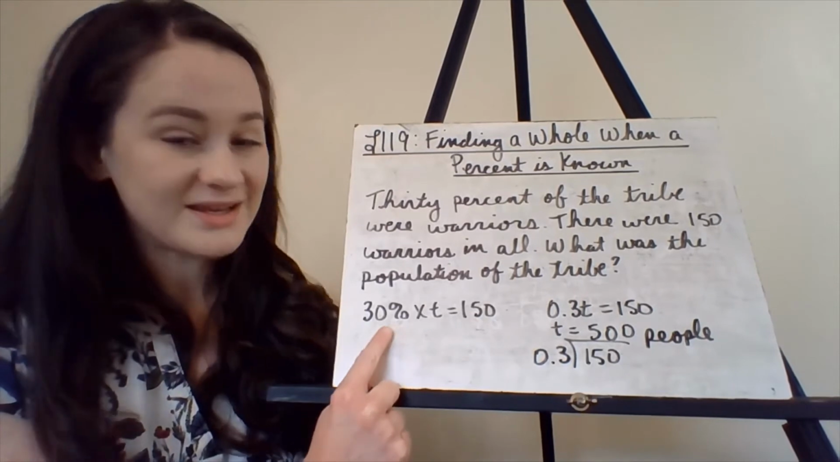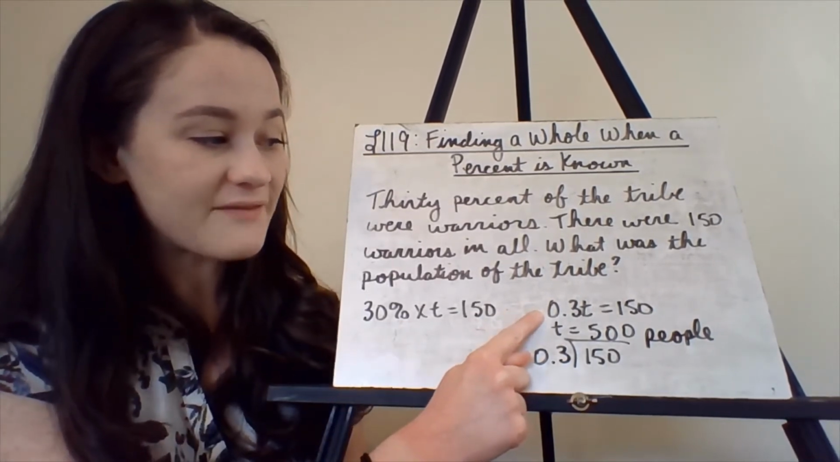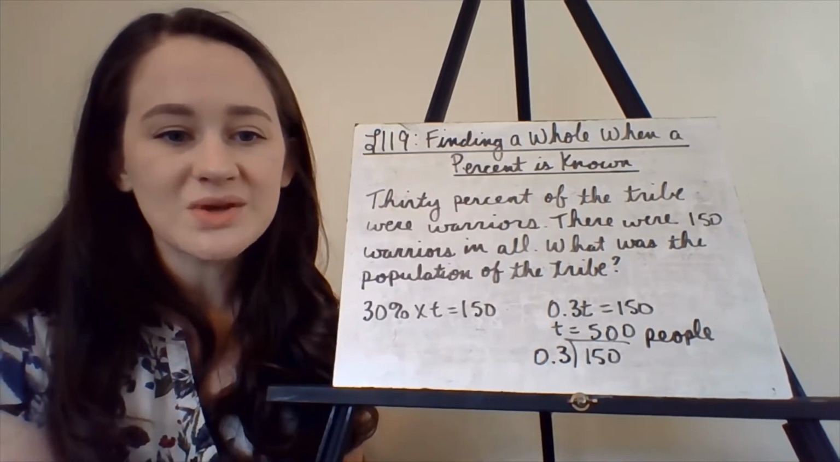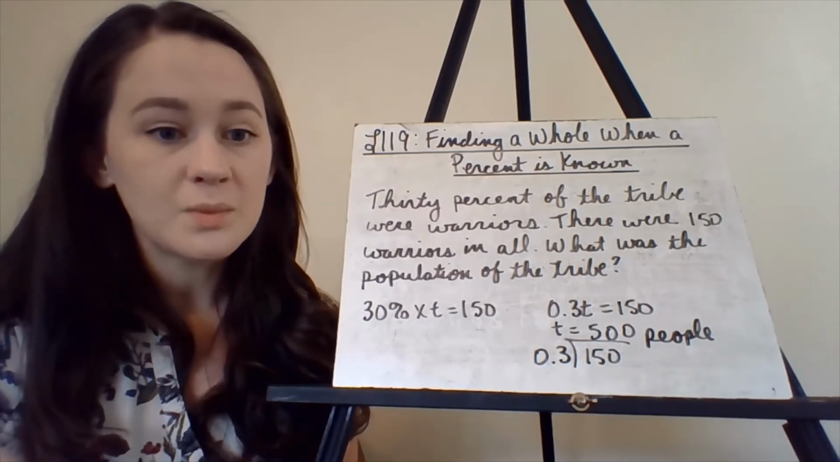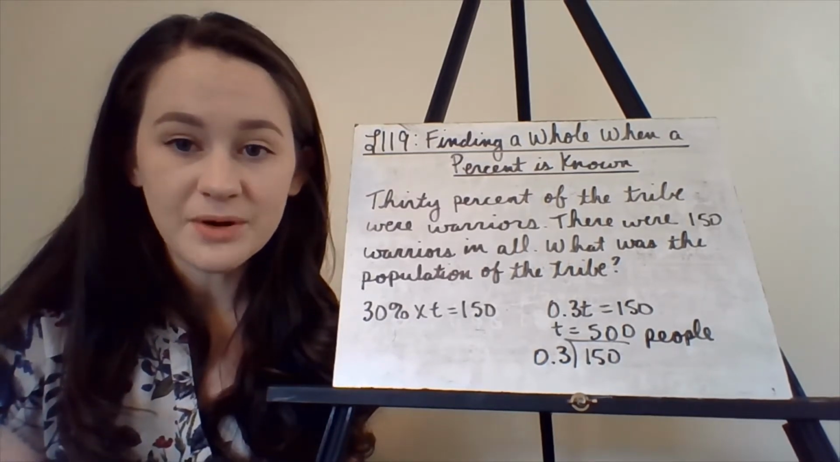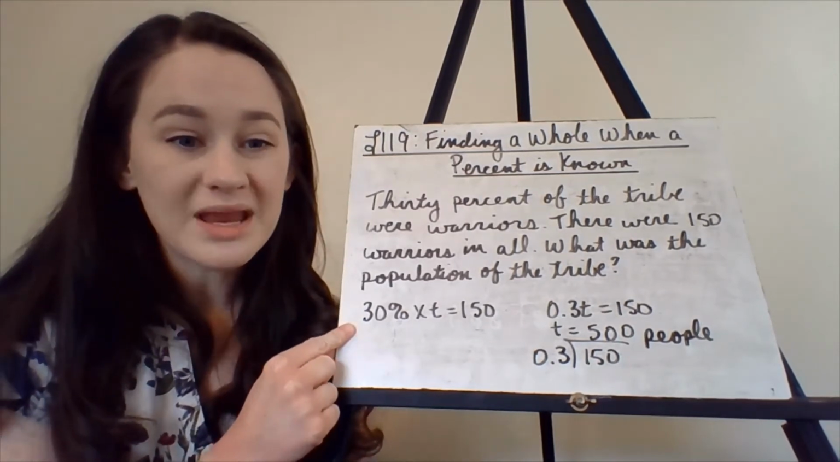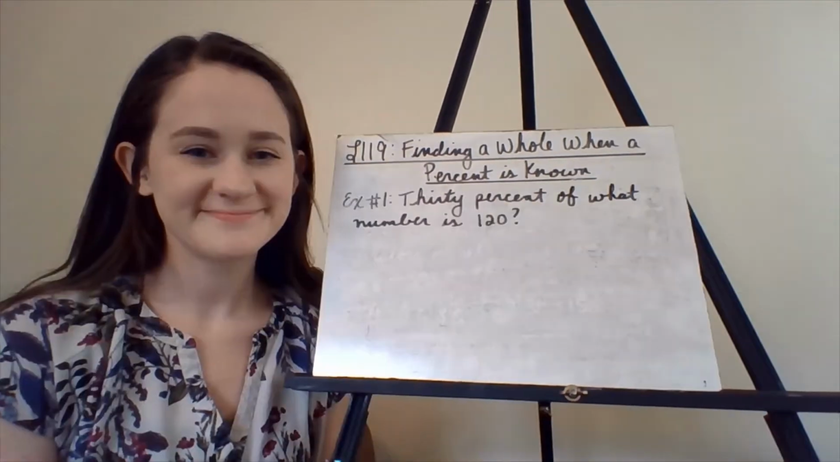From here, we can convert our percent into a decimal. So we have 3/10 times t equals 150, and we solve for t by dividing 150 by 3/10, which would give us 500 people. So by translating our word problem into an equation, we're able to find that the total number of people is 500.